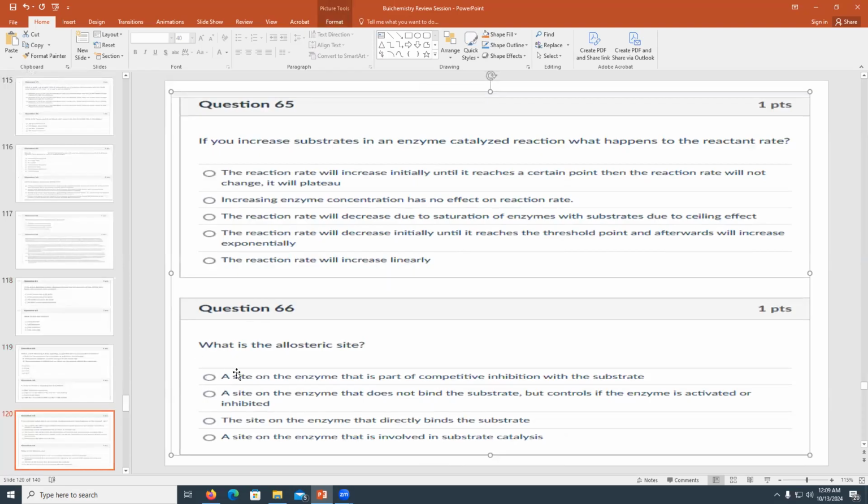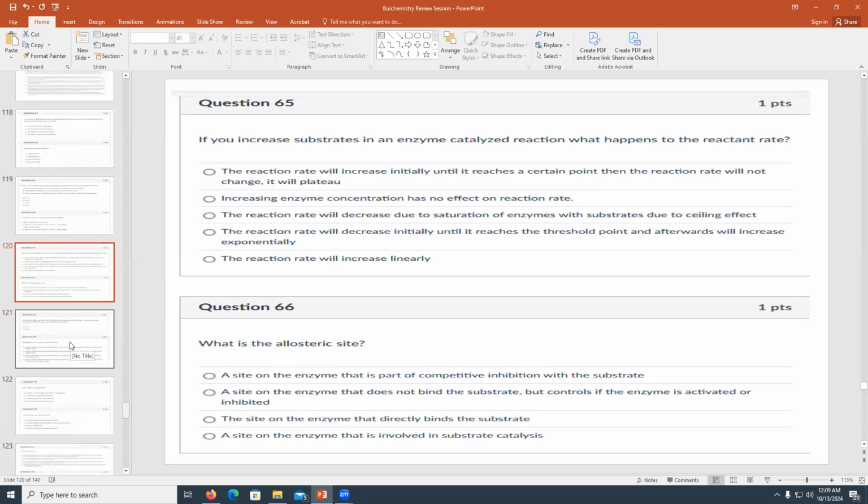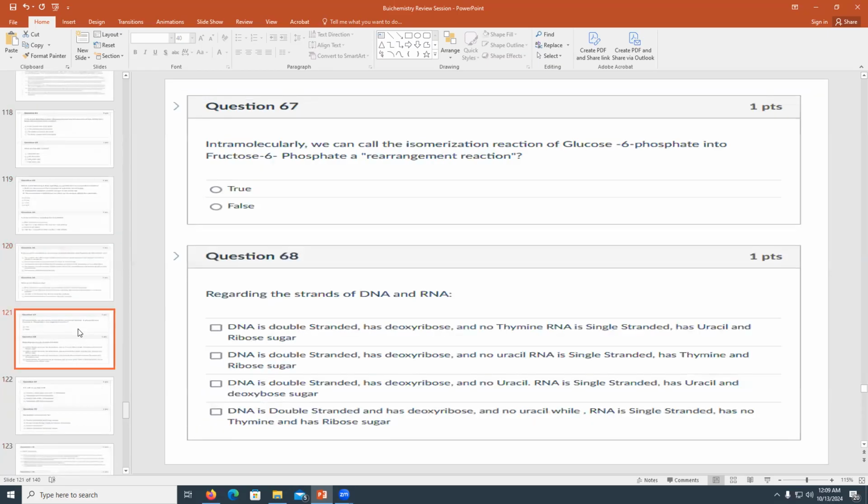What's an allosteric site? A site on the enzyme that does not bind the substrate, but controls whether the enzyme is activated or inactivated. Yes, it's the back door. It's a site in the back that allows the non-competitive inhibitor to bind, and that would regulate the enzyme. It's allosteric, not the substrate site.